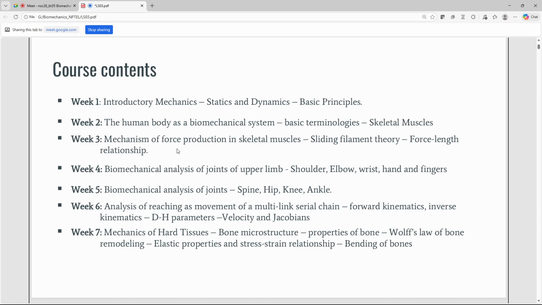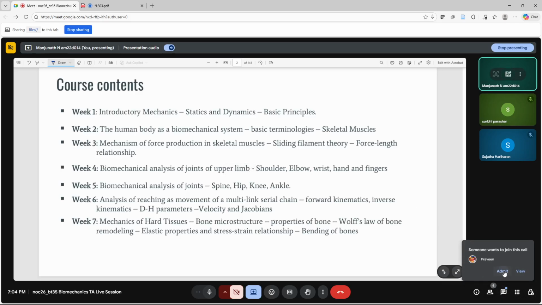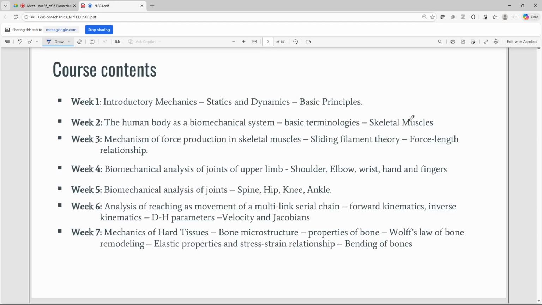So, in week 3's topics, we have how force is developed in skeletal muscles. That is the main content that is being discussed in week 3. That is the basic force formation happening inside skeletal muscles.